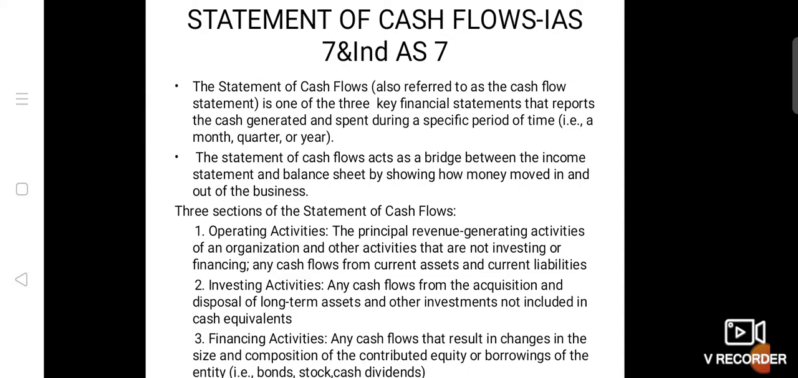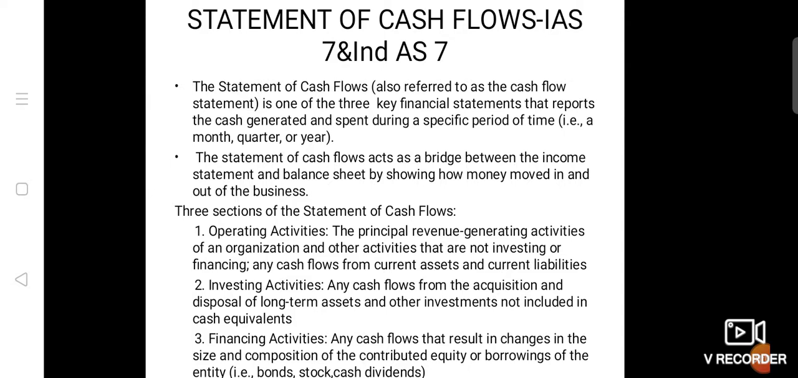We have already discussed the profit and loss statement, balance sheet, and also the statement of changes in equity. So the statement of cash flows is also an important statement of an entity that reports the cash generated and spent during a specific period of time. That is a month, quarter, or a year. It depends.